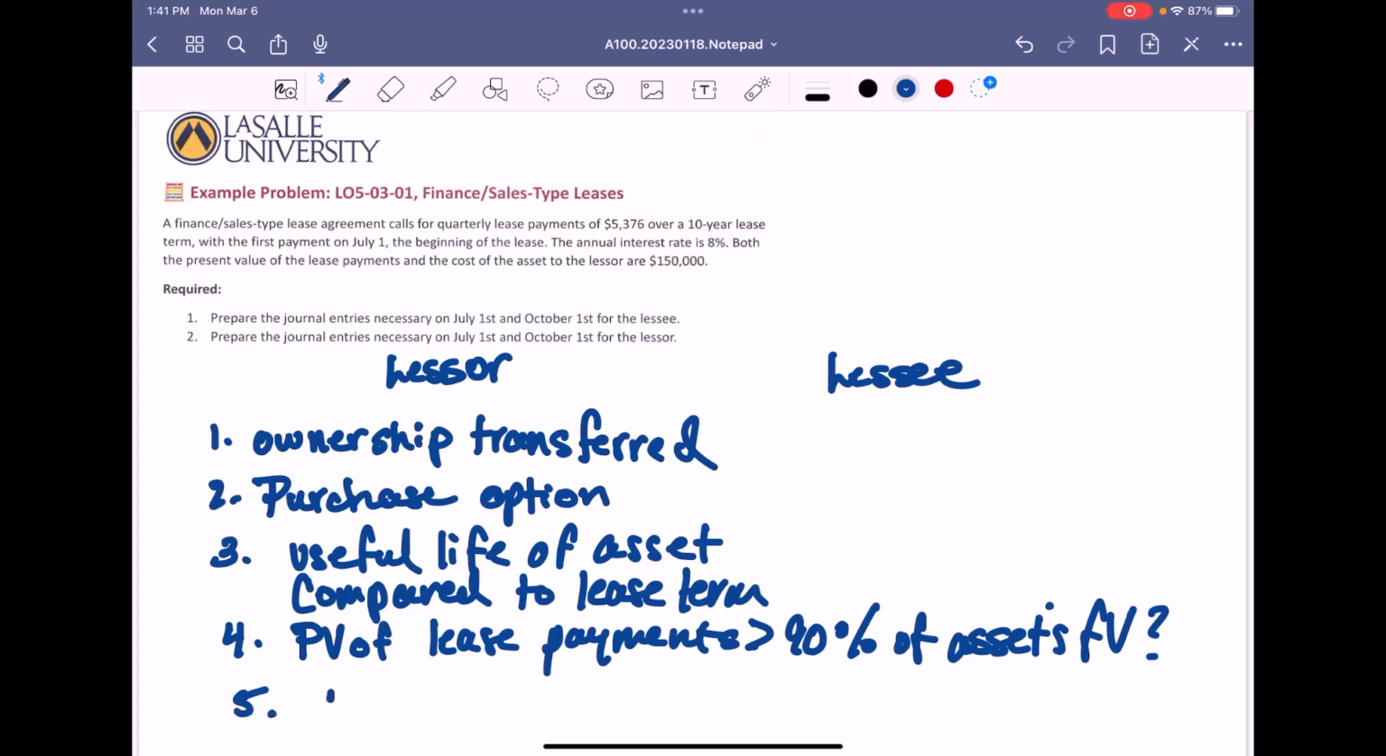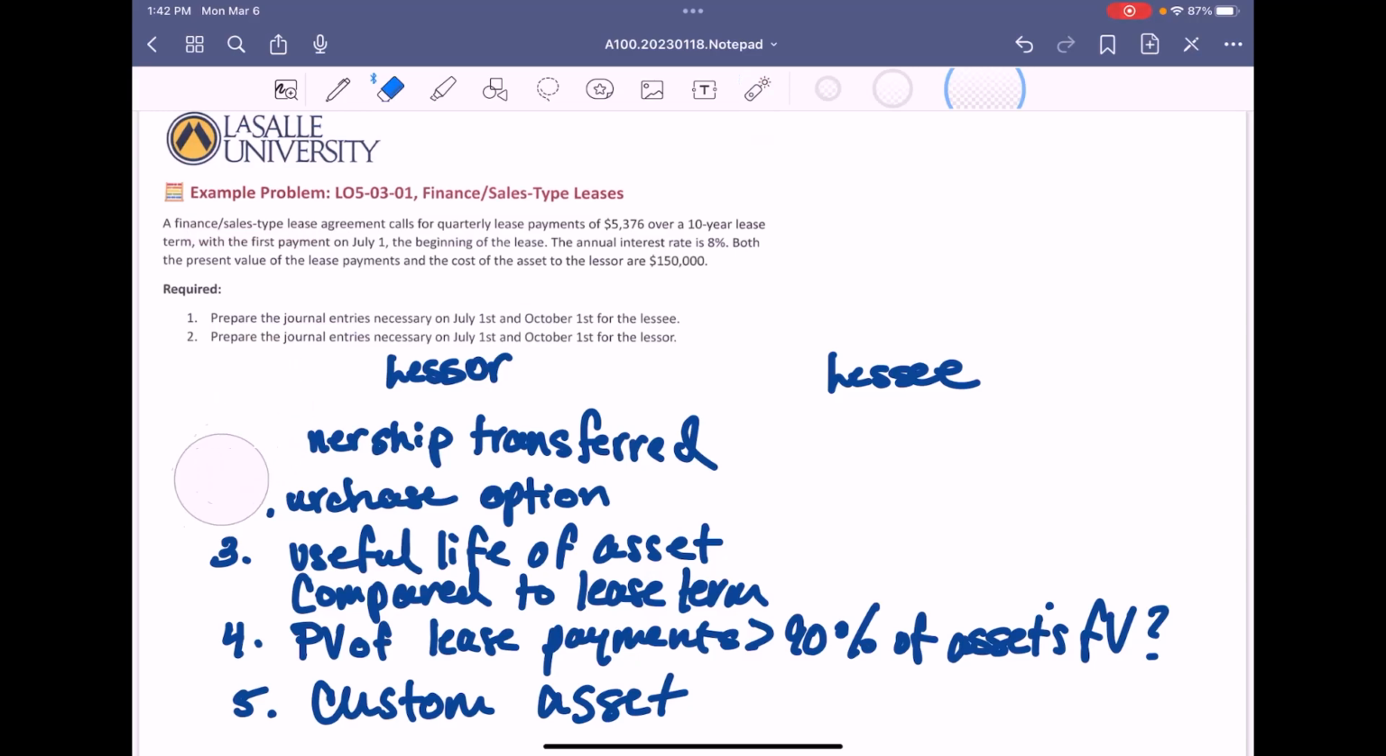And then the last criteria was, do you have a custom asset? Okay, and normally we would take a lease and we would look at each of these criteria, and if the answer to any one of these questions was yes, we would say we have a finance/sales type lease. Well, we don't have to do that here because they're telling us up front this is a finance sales type lease.